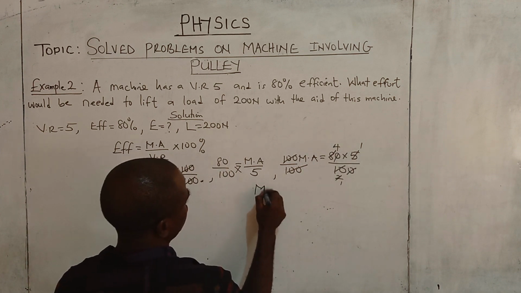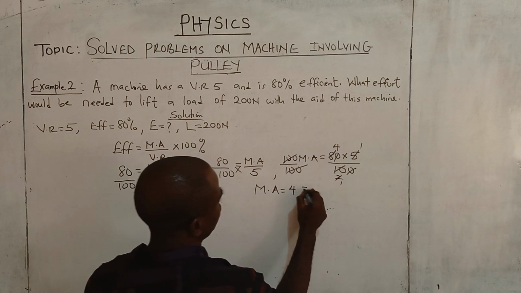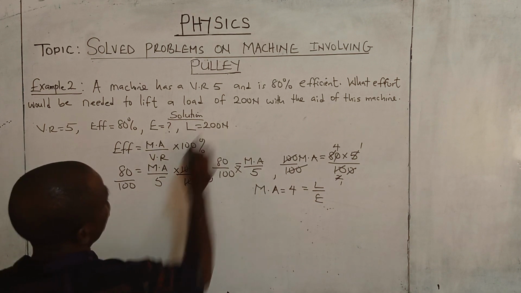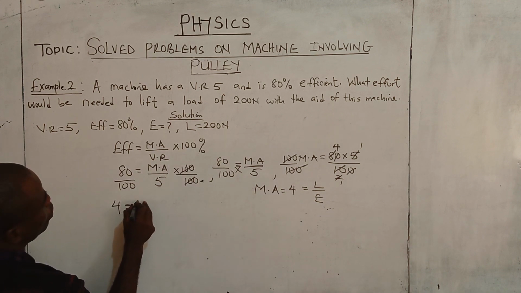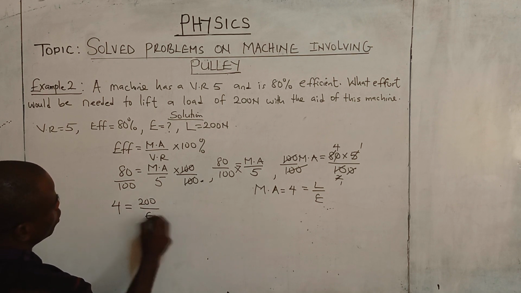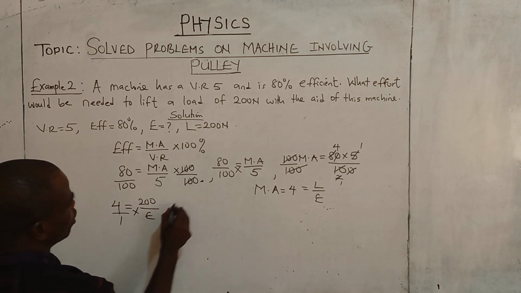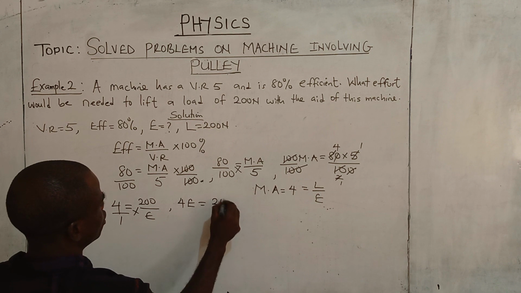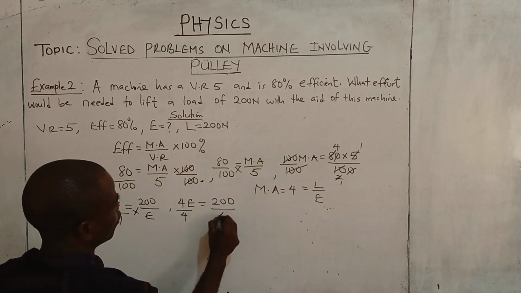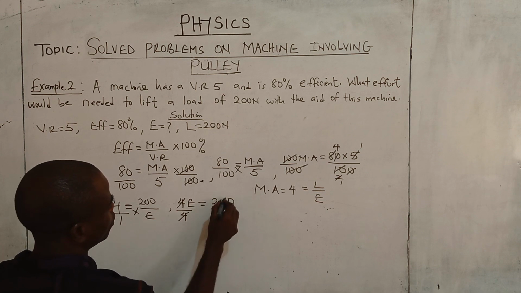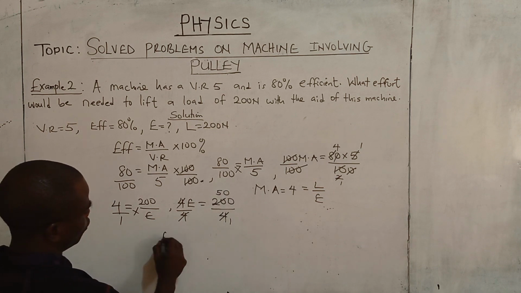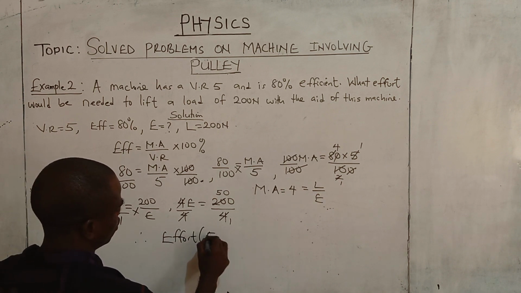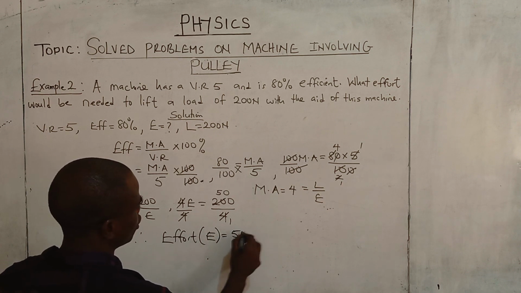The mechanical advantage is equal to 4, and it equals load over effort. Now, since you know our load is 200, 4 equals 200 over effort. You cross multiply, you have 4E equals 200, divided by 4. 4 cancels 4, and 200 divided by 4 gives 50. Therefore, our effort E equals 50 newton.